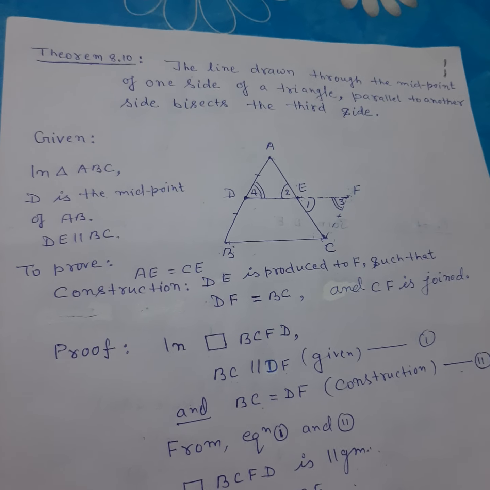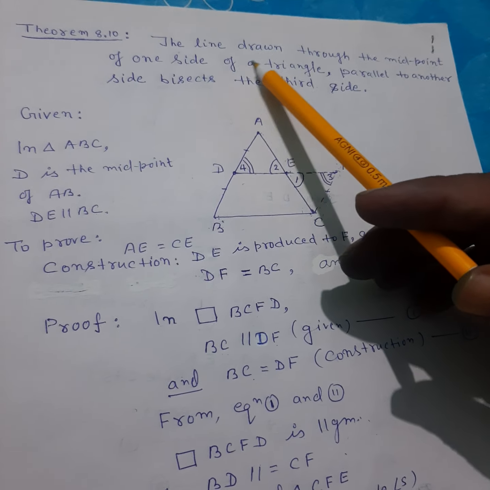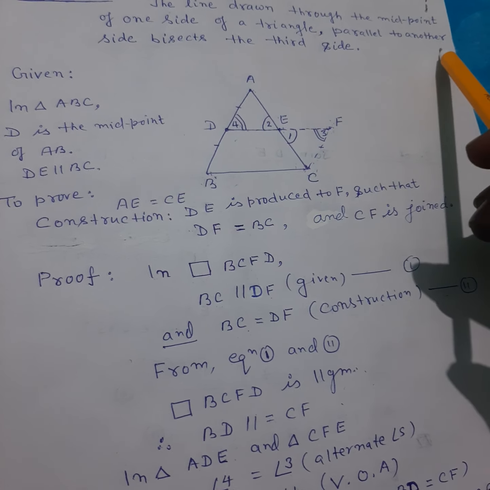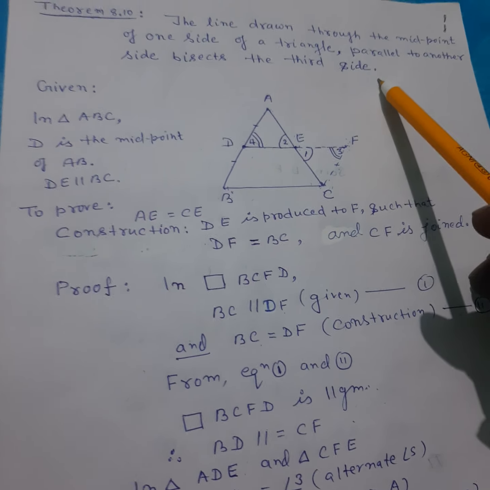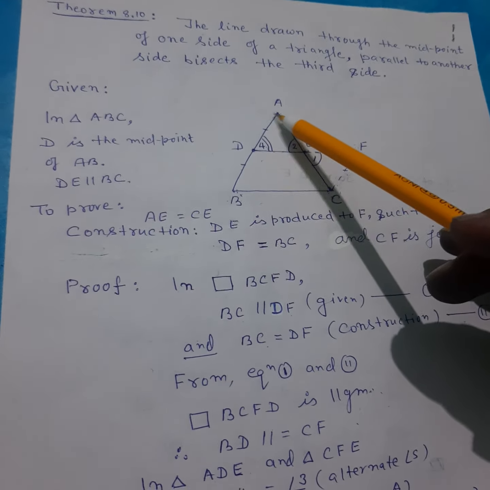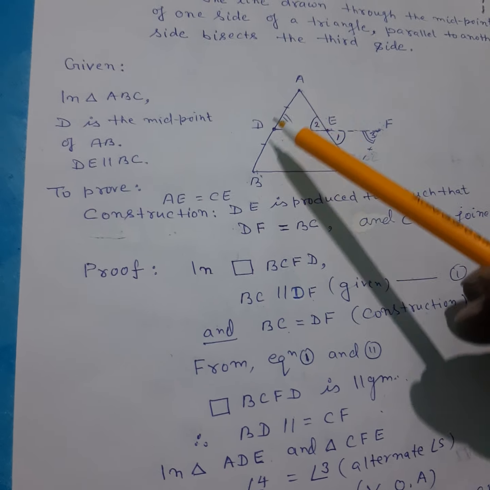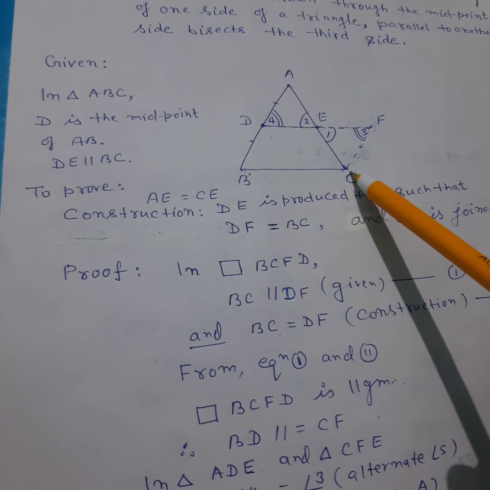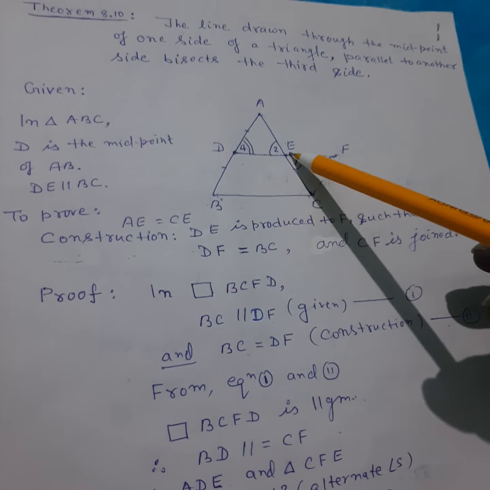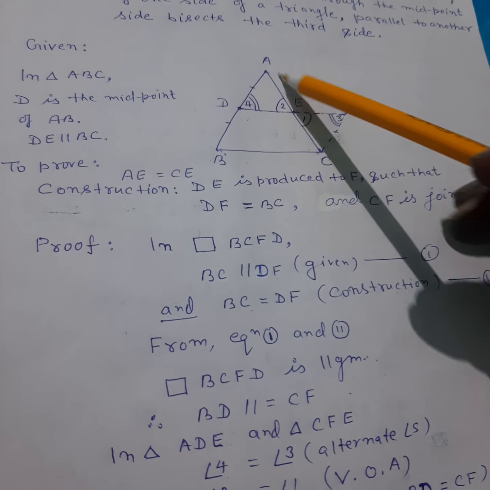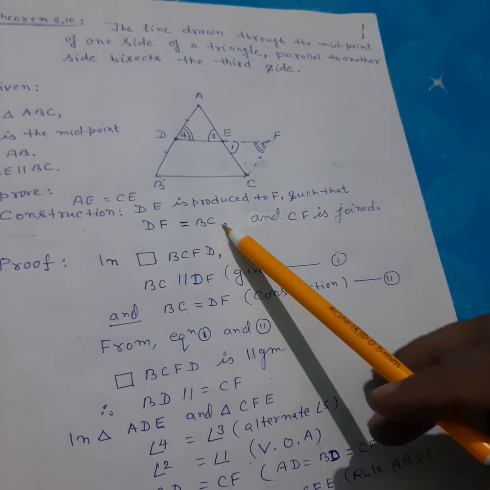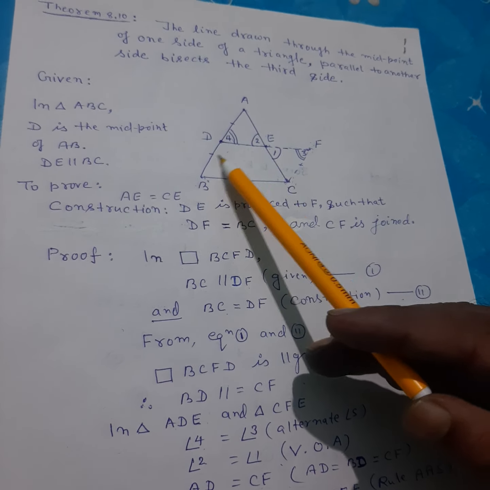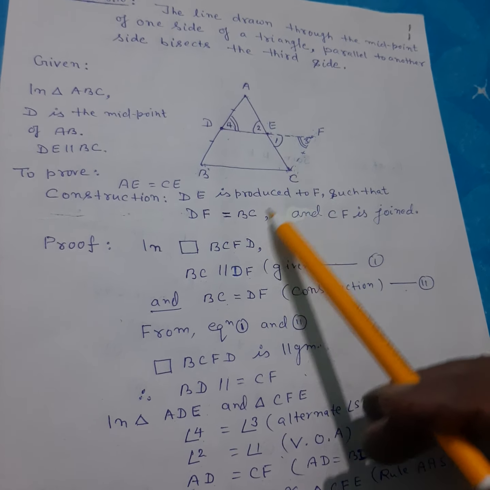Now the next one, also an important theorem. The line drawn through the midpoint of one side of a triangle parallel to another side bisects the third side. Given here, ABC is a triangle, D is the midpoint of AB. From D, draw DE parallel to BC. We have to prove that AE equals EC, that is, E is the midpoint of AC. Construction: DE is produced to F such that DF equals BC, and CF is joined.